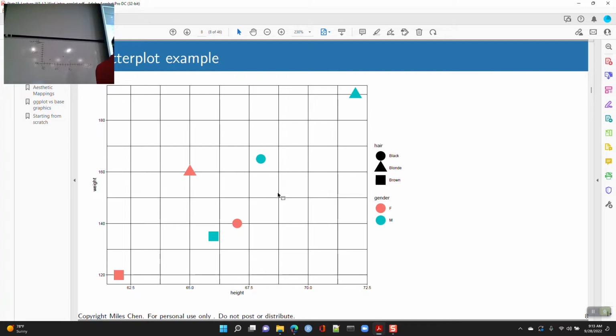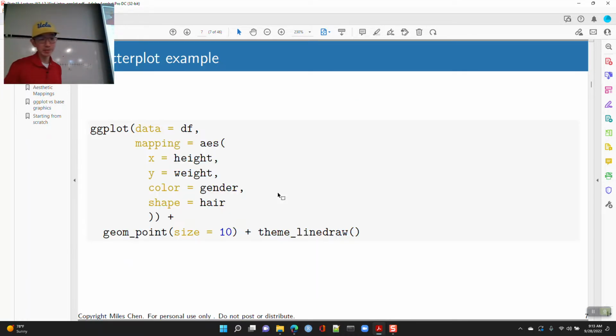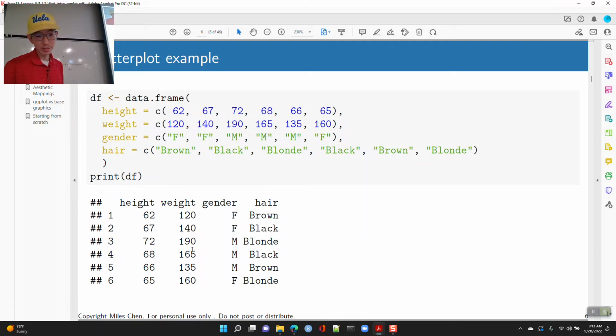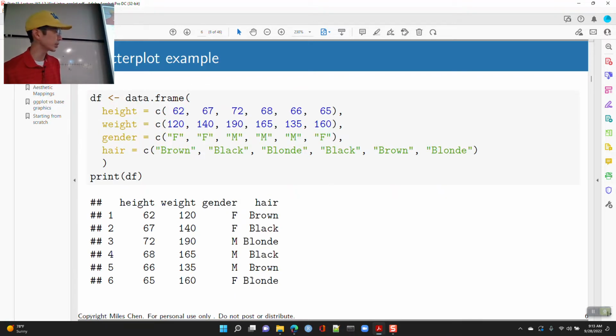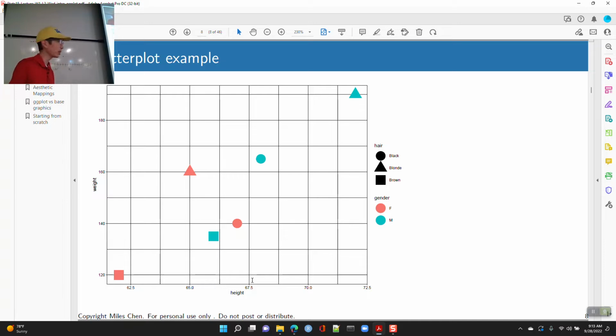65. Weight is 160. Hair color, blonde, gender, female. Okay, and basically we can see, oh yeah, there is a person, 65, 160. Is that what I said? Yeah, female, blonde. Okay, that's this individual right here. So we have mapped aspects of the data to visual properties.